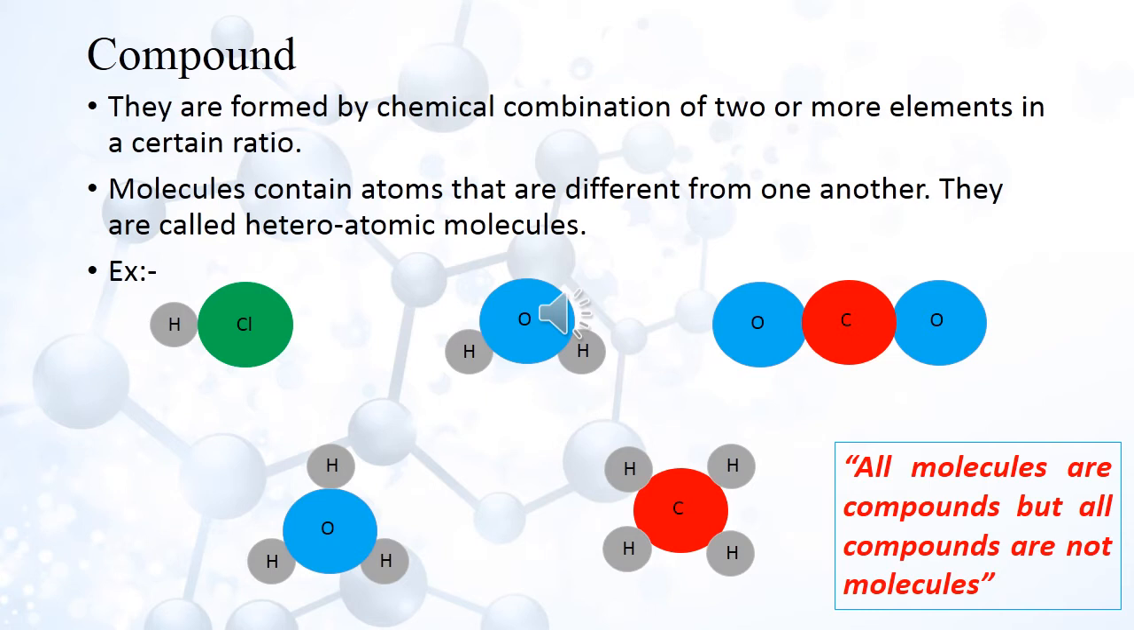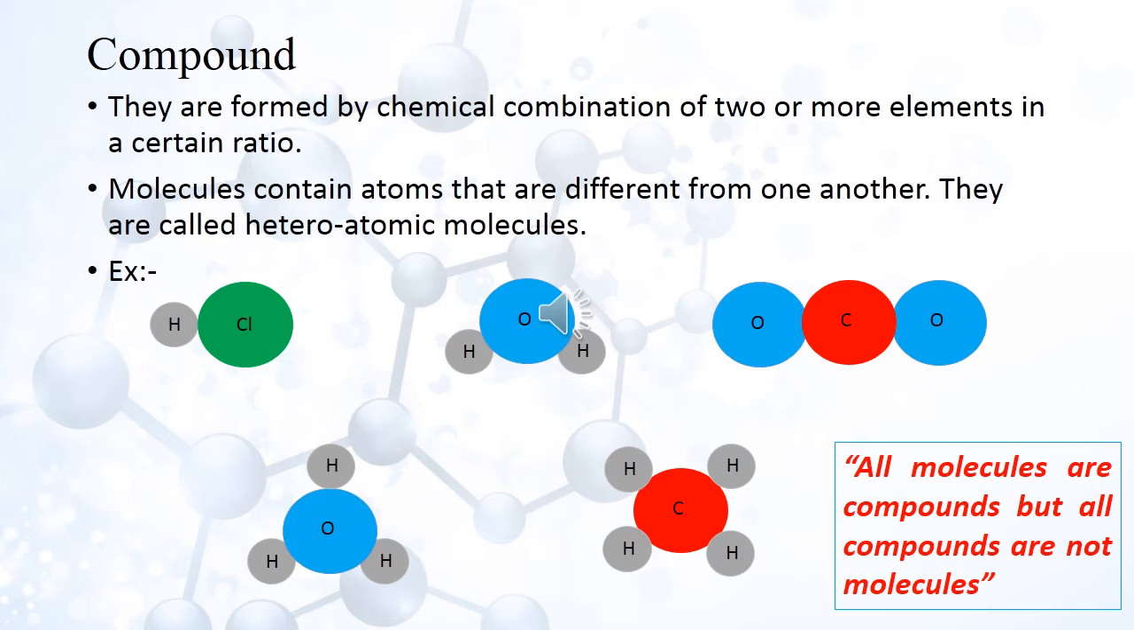Compounds with the same kind of atoms we call homoatomic molecules. Molecules with different kinds of atoms we call heteroatomic molecules. For example, we'll take hydrogen chloride. A hydrogen atom and a chlorine atom together form a hydrogen chloride molecule or compound.